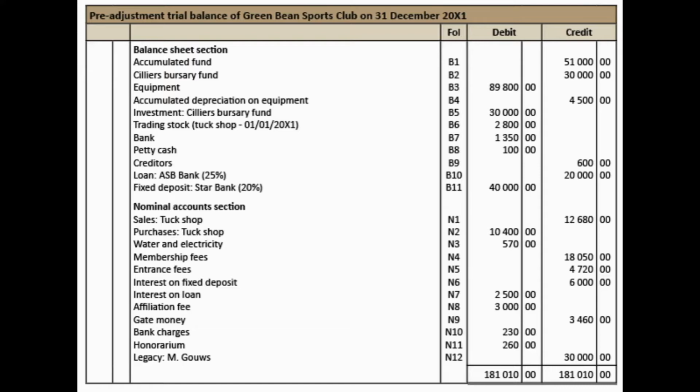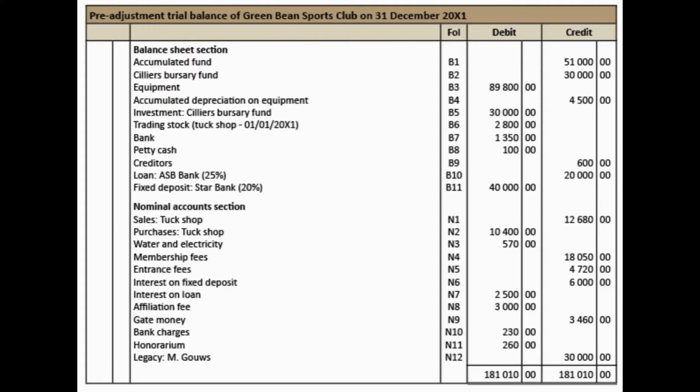Okay, the third one, stock on hand in the tuck shop, 2,000 Rand. Remember when we worked with the periodic stock system, we had almost the same type of transactions. All right, what is the double entry for that? We credit closing stock 2,000, and we debit the trading stock account with 2,000. Okay, debit trading stock 2,000, credit closing stock 2,000.